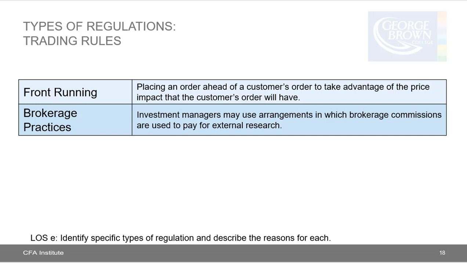And finally, brokerage practices. In some countries, investment managers may use arrangements in which brokerage commissions are used to pay for external research. This is called soft money or soft dollar arrangements. Rather than paying cash for the research, the broker directs transactions to a provider, which gives the brokerage firm access to the research produced by the provider. And regulators may have rules regarding the use of such arrangements because clients' transactions could be directed to gain access to the research rather than being used in the client's best interests.